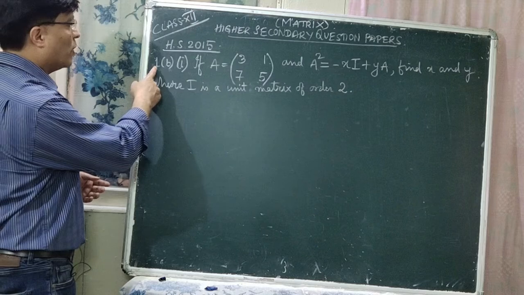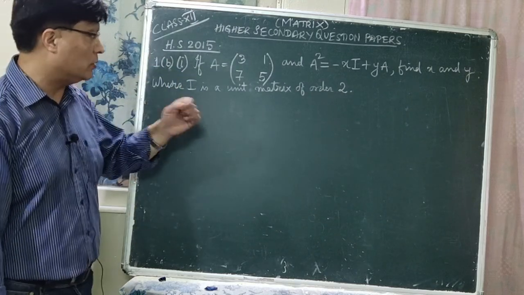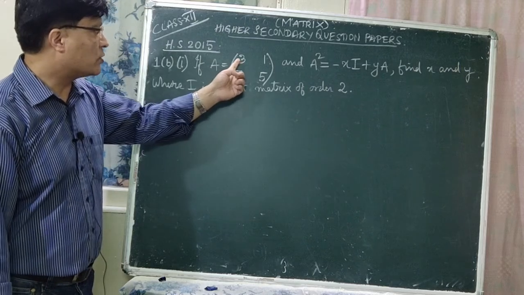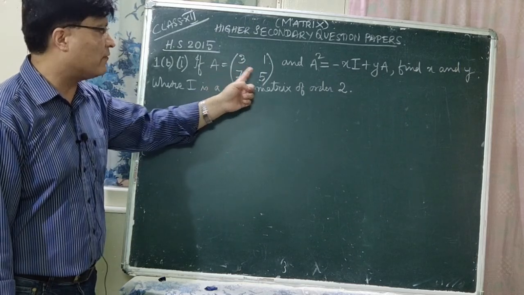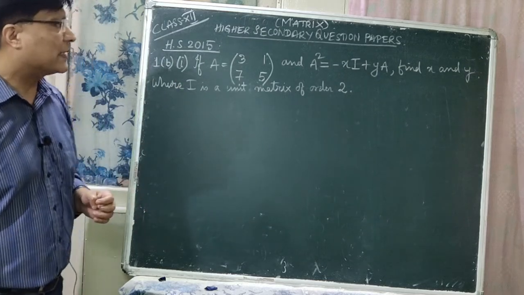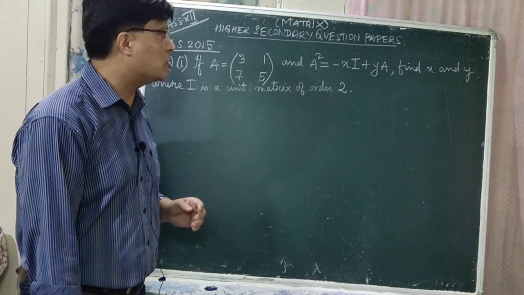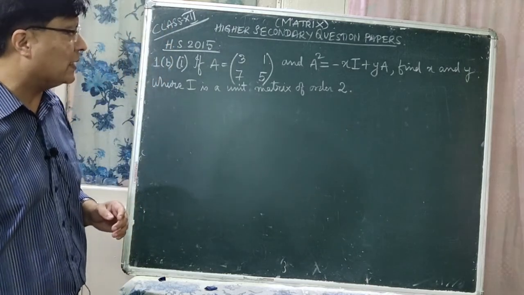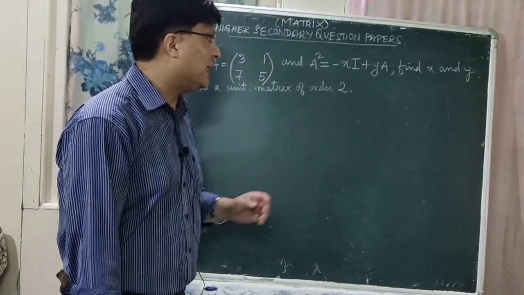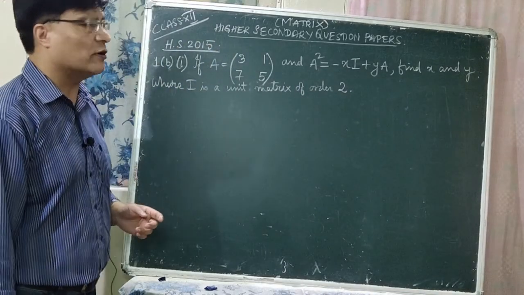Question number 1B number 1. If the matrix A is equal to first row 3 1, second row 7 5, a second order matrix is given, and A square, that is matrix A whole square, is equal to minus xI plus yA. Find x and y where I is a unit matrix of order 2.